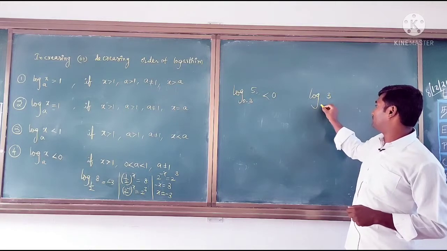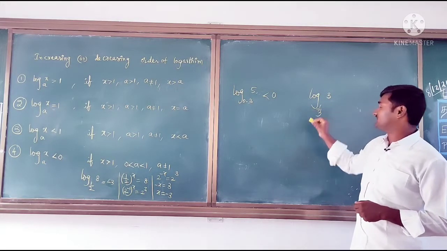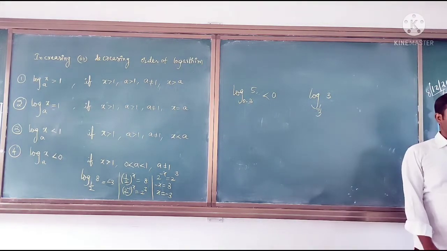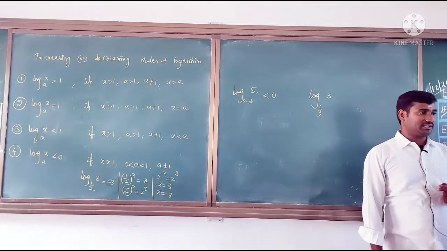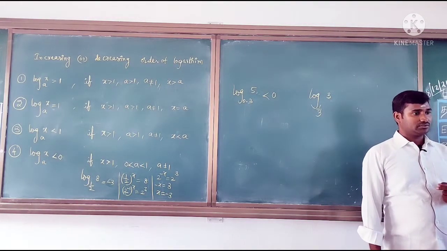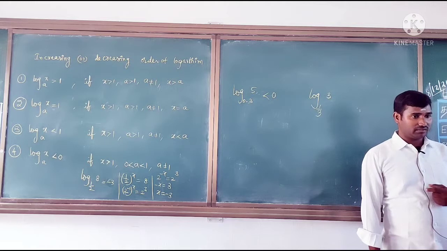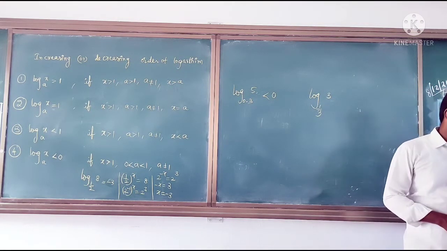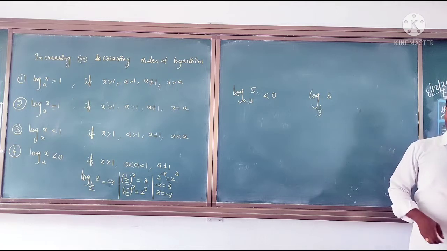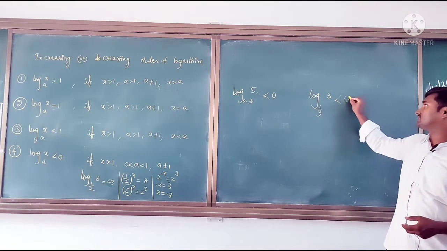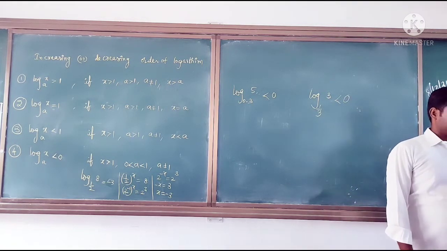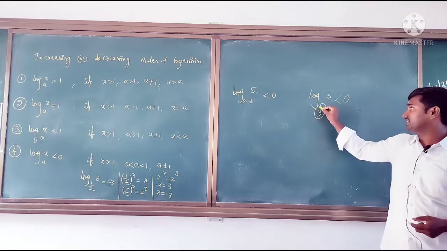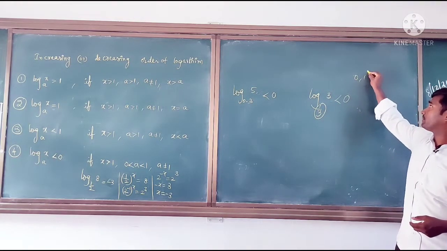Log 3 to the base 1 by 3. So, less than 0 only it is. Yes, sir. 1 by 3 lies between 0 and 1 only. Yes, sir.